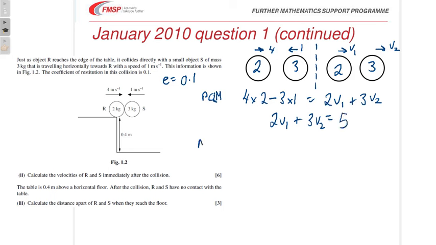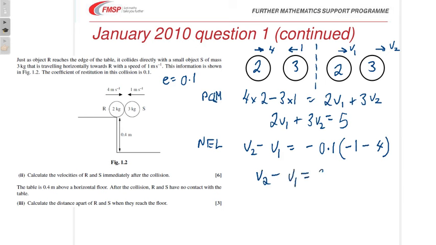Then Newton's experimental law, or the law of restitution, says the relative speeds afterwards, V2 minus V1, is minus E, minus 0.1, into the speeds taken away in the same order beforehand, which is minus 1 and minus 4. That's the equation to be careful with. And that tidies up to V2 minus V1 equals 0.5. Right, so 2V2 minus 2V1 equals 1, and 2V1 plus 3V2 equals 5.